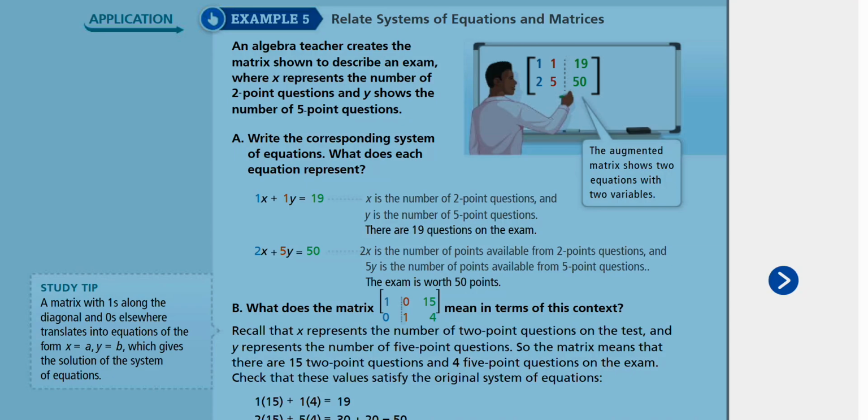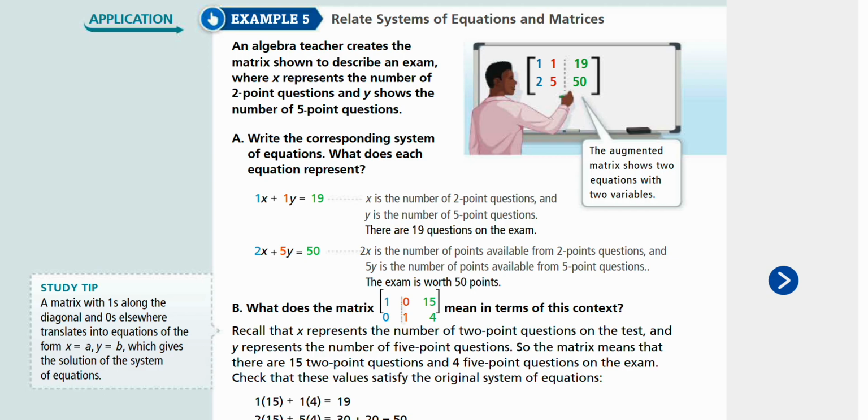Let's continue with example 5 in lesson 6. Relate systems of equations and matrices. An algebra teacher creates the matrix shown to describe an exam, where x represents the number of 2-point questions and y shows the number of 5-point questions. Write the corresponding system of equations. What does each equation represent?